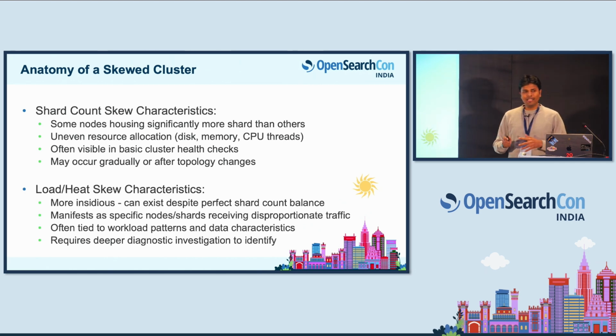But the load or the heat skew ones are very insidious. You cannot see them pretty easily. They would manifest as some nodes seeing more traffic than the others, right? And this is often tied with your workload pattern, right? There can be misleading configurations around indexing or sharding strategy that can lead to this. And yeah, this requires a crazy amount of investigation to identify, right?